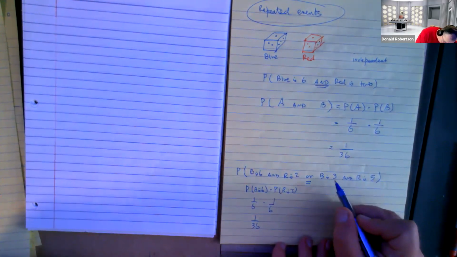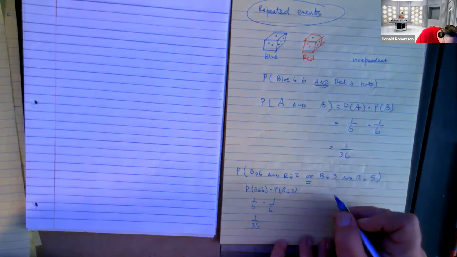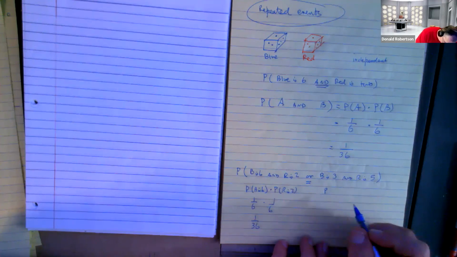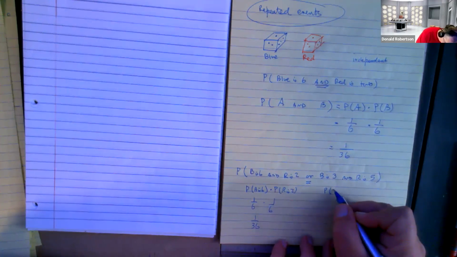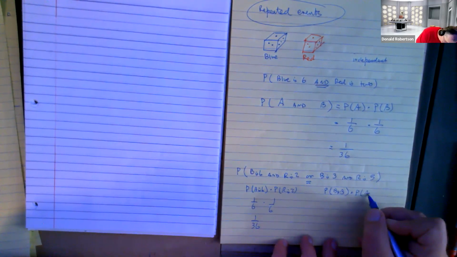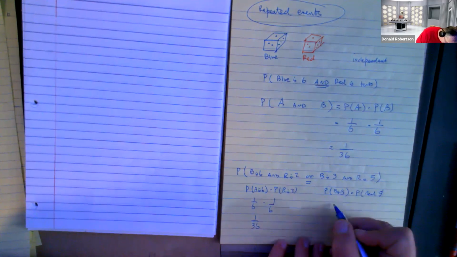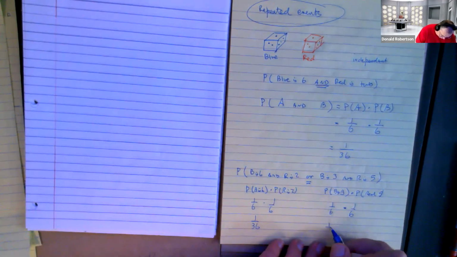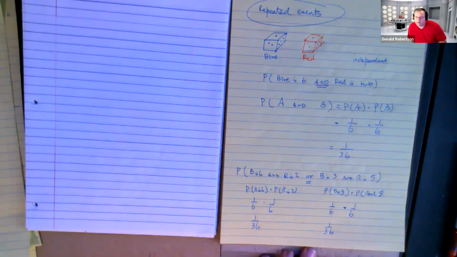Now over here, the blue is a 3 and the red is a 5. Well, that's going to be the probability that the blue one is a 3 times the probability that the red one is a 5. And that also ends up being 1/6 times 1/6, which is also 1/36.